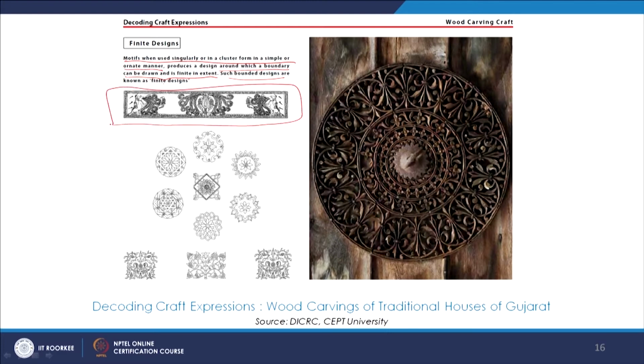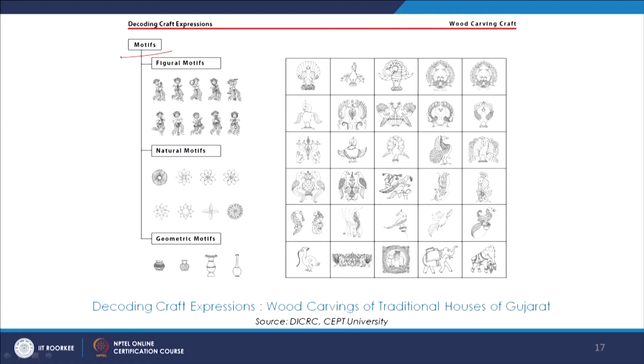So if we talk in terms of Indian narratology also, these could be called framing devices, and this is a sort of a boundary which is formed outside the motifs and they are contained within it. So even those kinds of designs could be decoded using this kind of a system and this kind of an identification tool. Talking about motifs, so figural motifs, we see here all the kinds of figurines.